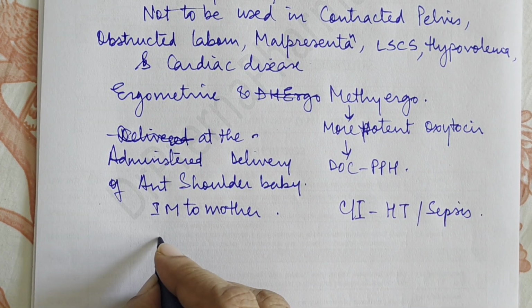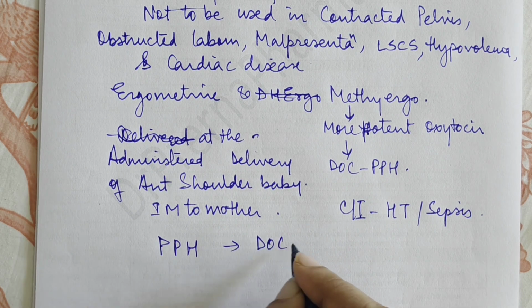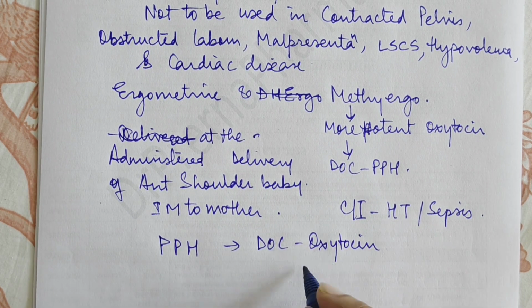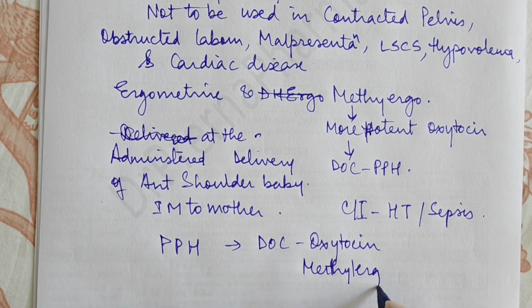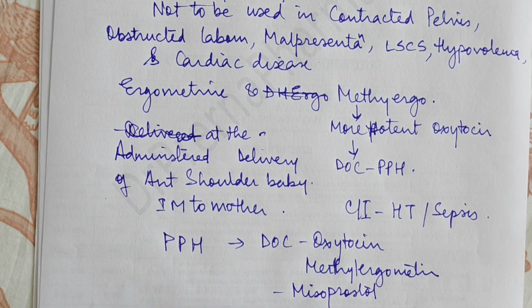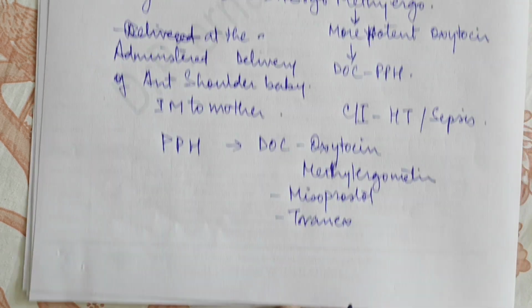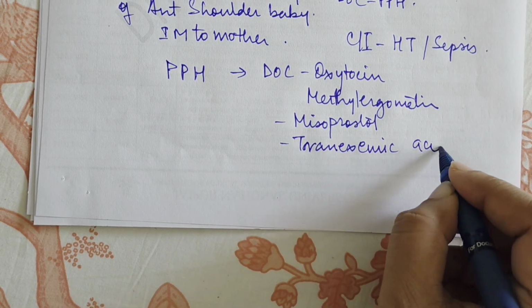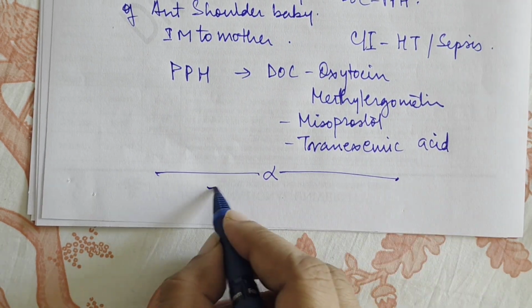Okay. So if I talk about PPH, then the drug of choice is oxytocin and also methylergometrine or ergometrine. Then misoprostol can also be used because this also causes contraction. And last, if the bleeding is not controlled, then we can use tranexamic acid also. So with this, we complete the endocrine system.